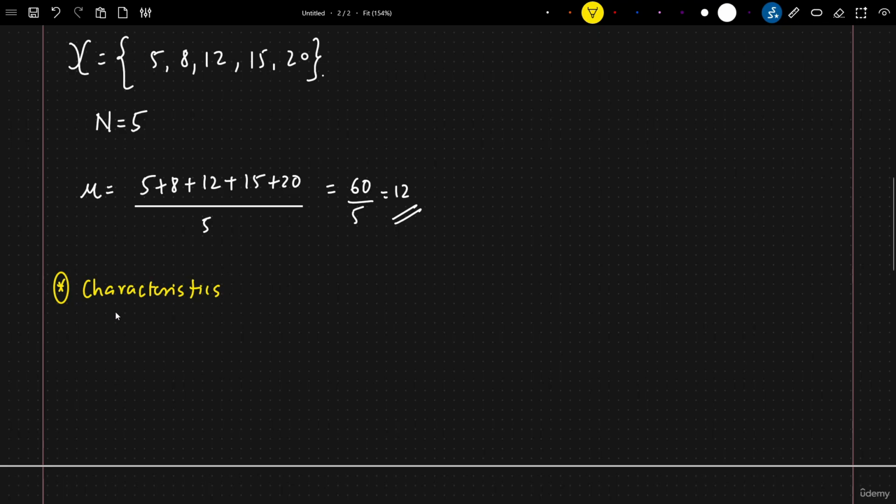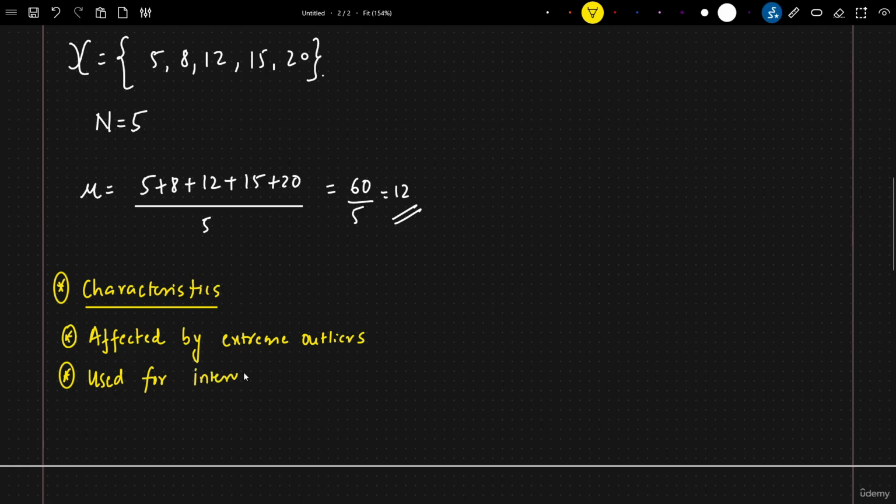These characteristics are really important. The first characteristic is that the mean is usually affected by extreme outliers. What exactly are outliers? We will talk about it. And usually the mean is used for interval and ratio data. I hope everybody knows what interval and ratio data are. We have already learned about them in measurement scales, right?